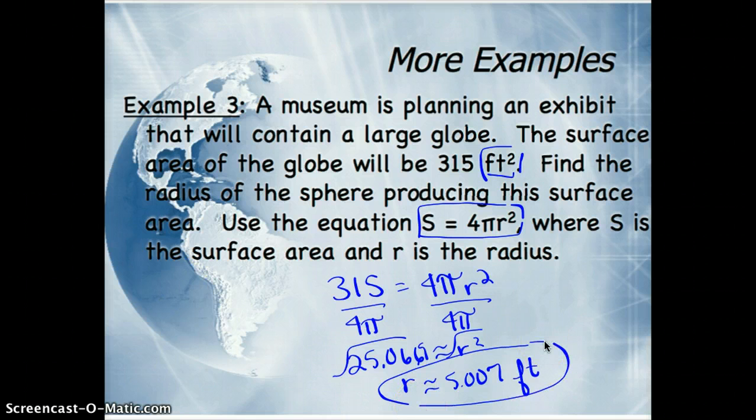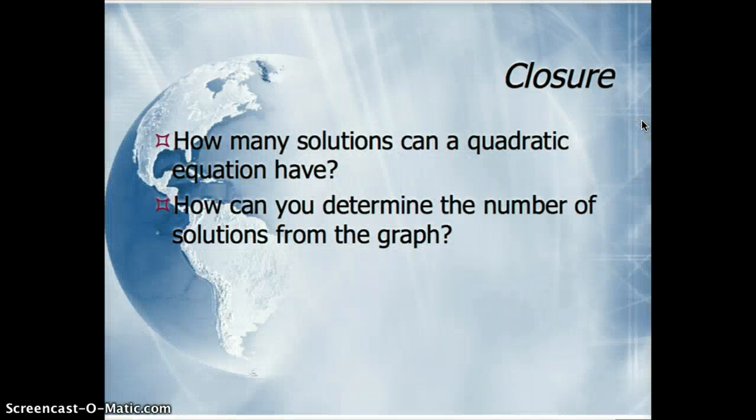All right, what I really want you to be comfortable doing is being able to know how many solutions a quadratic equation can have, so all the possibilities, and also how you can determine the number of solutions by looking at the graph. I want you to be really comfortable with those two things before you come into class tomorrow, and I'll see you soon.